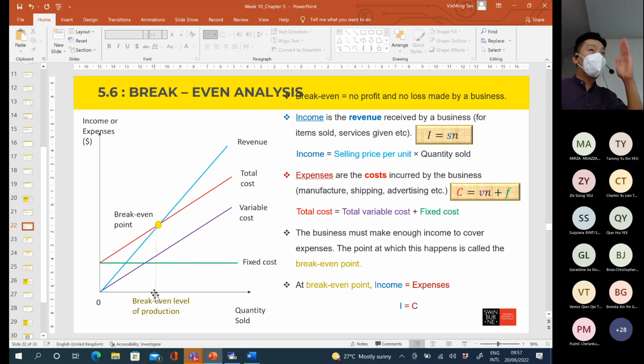At this break-even level of production, the business will achieve no profit and no loss. So that means in order to break even, the company must produce and sell at least this level of quantity. So what happens if the quantity being sold is less than this level? You may find that the cost is greater than the revenue.